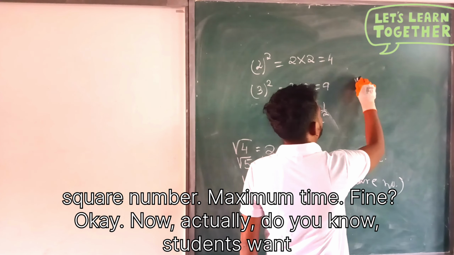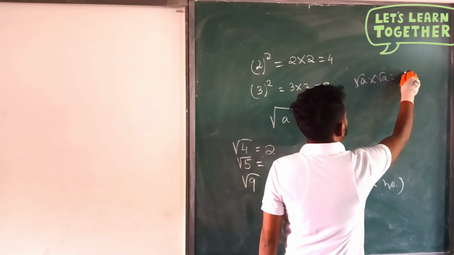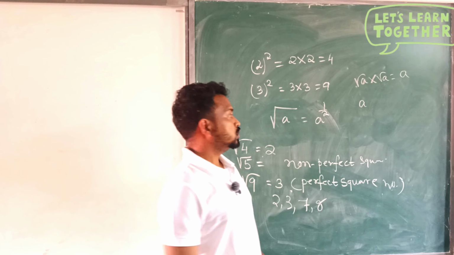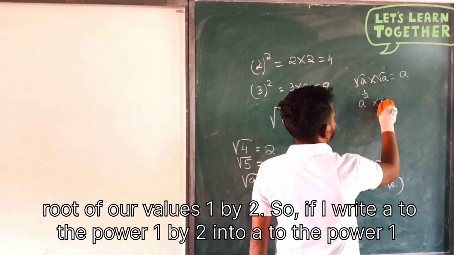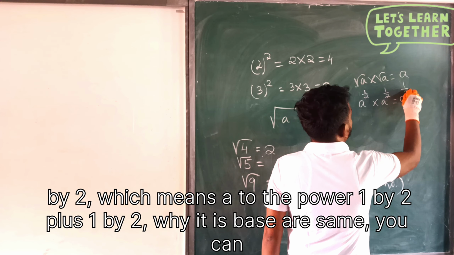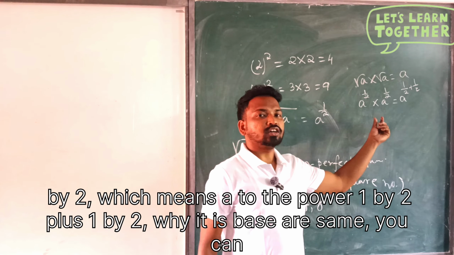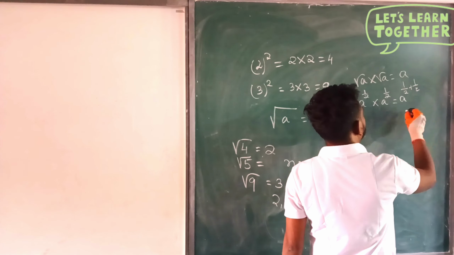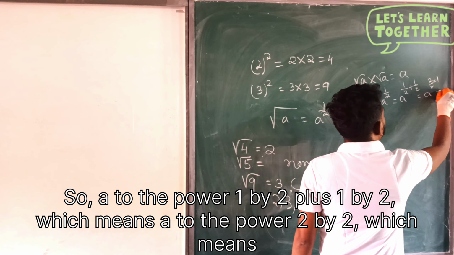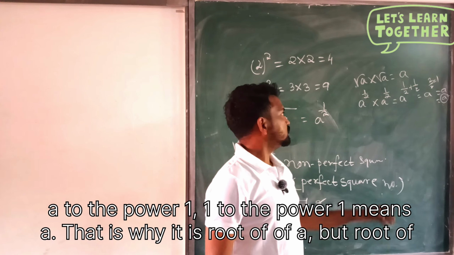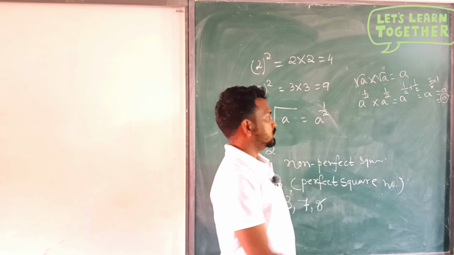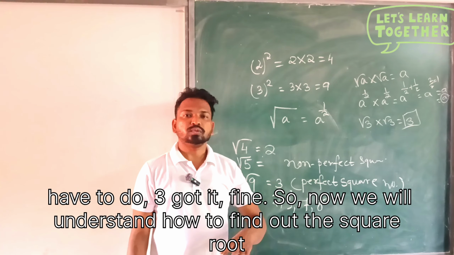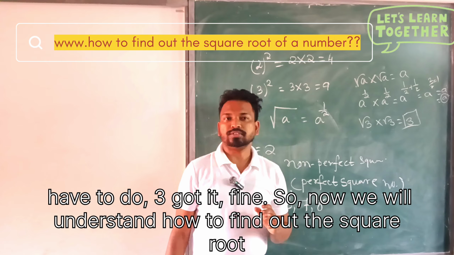Now, do you know one thing? If you multiply root over a with root over a, you get a. How does it come, students? Just now I told you the root value is power 1 by 2. So a to the power 1 by 2 into a to the power 1 by 2 means a to the power 1 by 2 plus 1 by 2, because the bases are the same and in multiplication the powers are added. So a to the power 2 by 2, which is a to the power 1, which is a. That's why root a times root a is equal to a. Let's take an example: root 3 into root 3 is equal to what, students? 3. Got it? Fine.